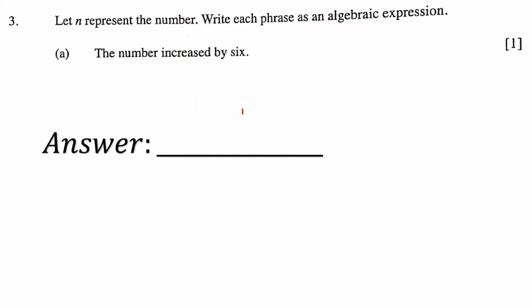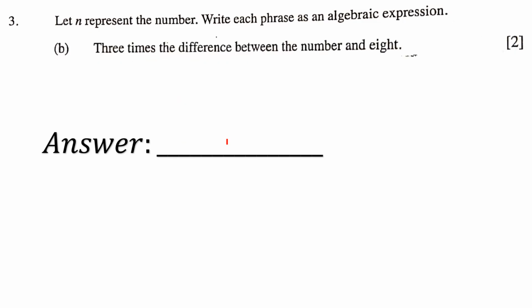Let's move on to question number 3A. It says, let n represent the number. Write each phrase as an algebraic expression. The number, which we know is n, increased by 6. So we're going to say n plus 6, because it's the number n increased by 6. Next question, 3B, it says let n represent the number. We want to write 3 times the difference between the number and 8.